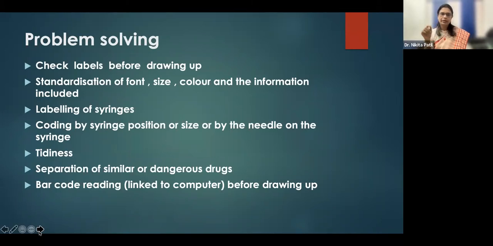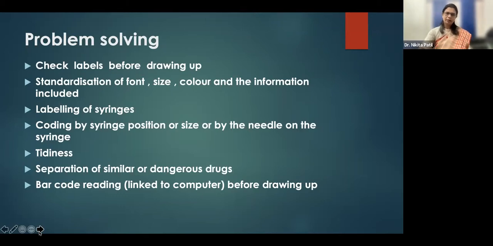Separation of similar or dangerous drugs. Here I can again quote a case, particularly when we are called for CT scan or MRI centers. There, many a time, if the dangerous drug is kept in the center, or even in the ICU, and we get a call, or not us, but somebody else is there, and by chance, instead of contrast, a scoline is given, imagine what can happen. So, separation of similar and dangerous drugs.